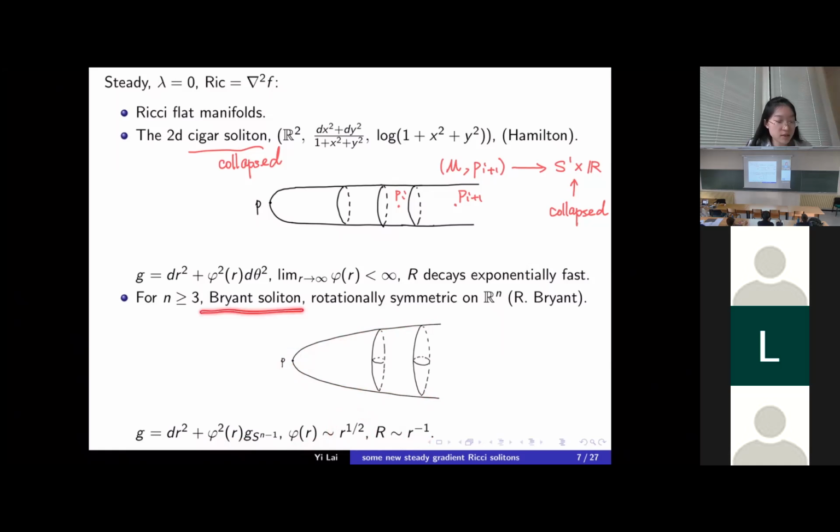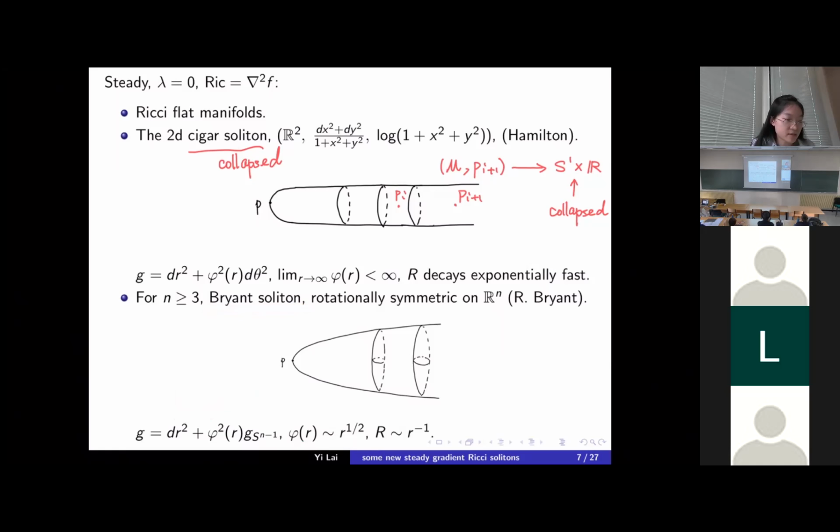And this Bryant soliton is an important singularity model, since, as you probably saw in Richard's talk last week, this Bryant soliton is a singularity model of the degenerate neckpinch. So one can actually show that for a three-dimensional Ricci flow, which starts like this, it will evolve and run into a singularity, which is modeled by a Bryant soliton.